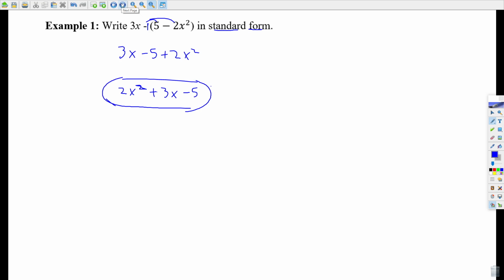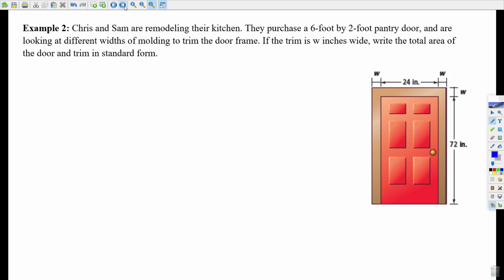Now we're going to work on something a little bit newer, where we don't have just this distributive property once. It's going to look a little different. I'm not sure if you've seen it before or not, so we'll try one. Also, it's going to be a little new, plus also a word problem. So example 2. Chris and Sam are remodeling their kitchen.